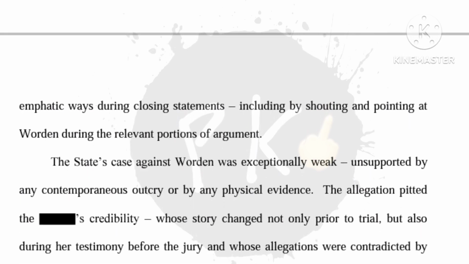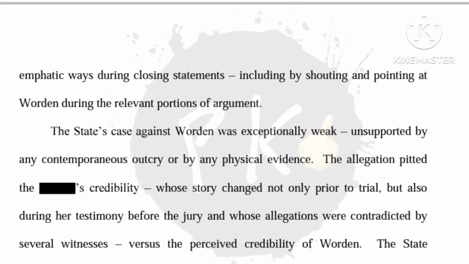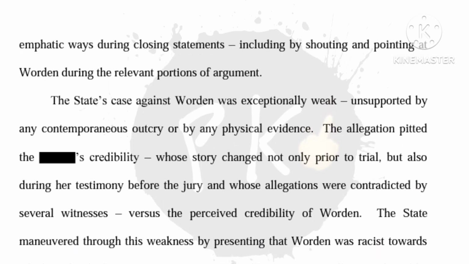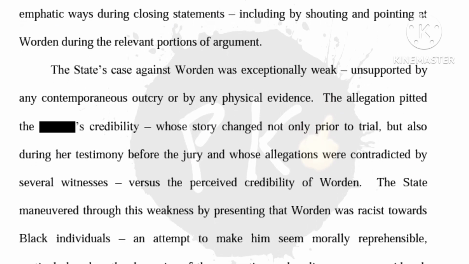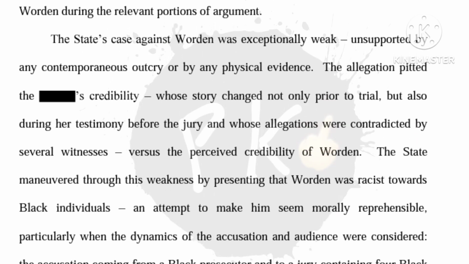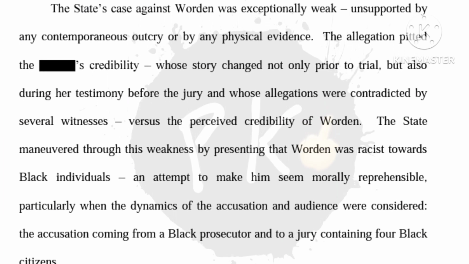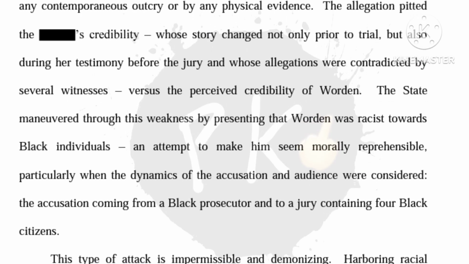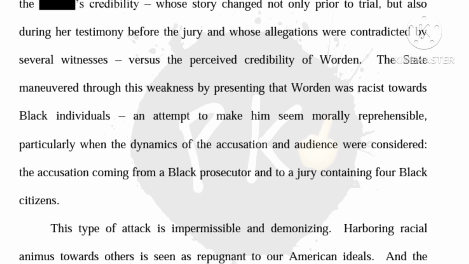evidence. The allegation pitted BW's credibility, whose story changed not only prior to trial but also during her testimony before the jury, and whose allegations were contradicted by several witnesses, versus the perceived credibility of Worden. The state manoeuvred through this weakness by presenting that Worden was racist towards black individuals, an attempt to make him seem morally reprehensible, particularly when the dynamics of the accusation and audience were considered. The accusation coming from a black prosecutor and to a jury containing 4 black citizens.